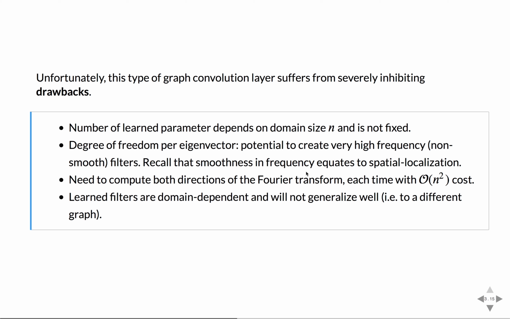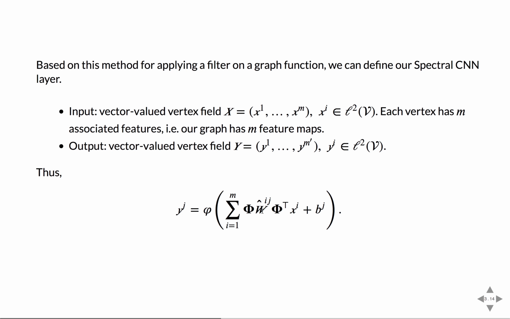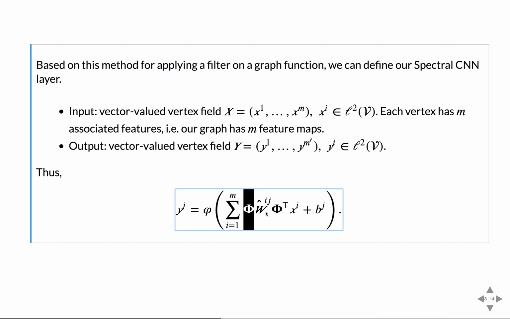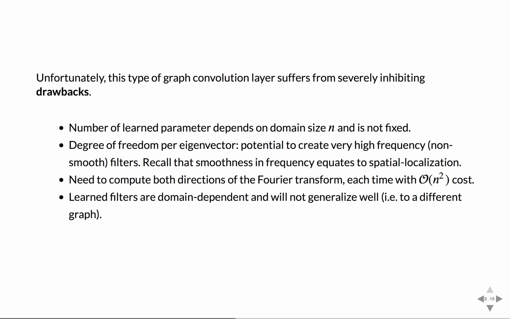Okay, and you have to compute both directions. So generally, this is very, very slow since it's n squared, and it again depends on the size of the graph. Okay, and like I said, since we're learning these filters, but we have these eigenvectors on each side, then they really depend on the specific graph Laplacian decomposition. So it won't generalize well to another graph, even if it's a similar graph.